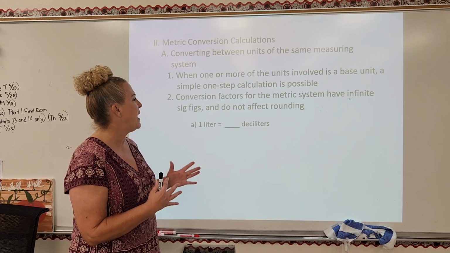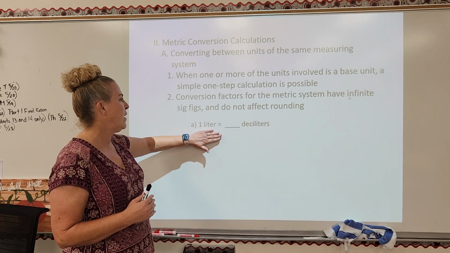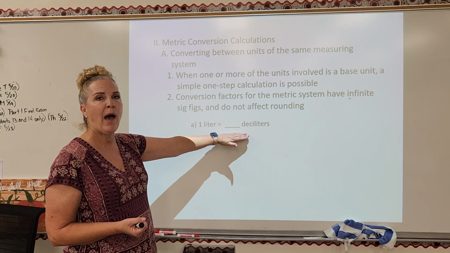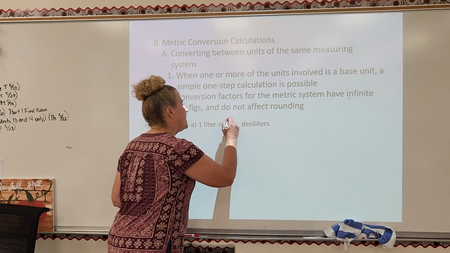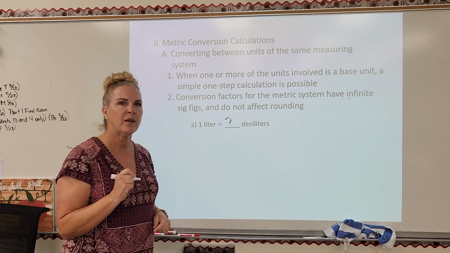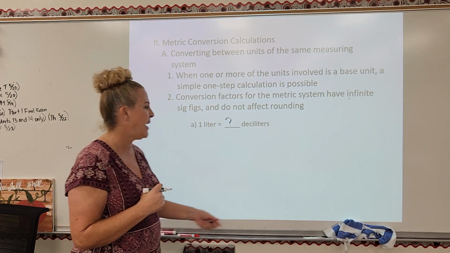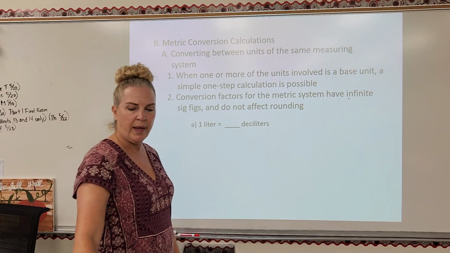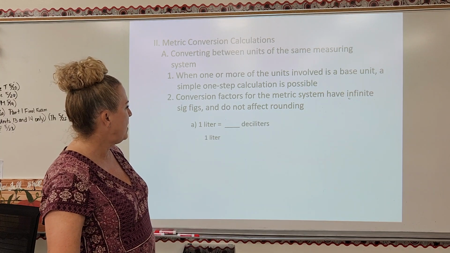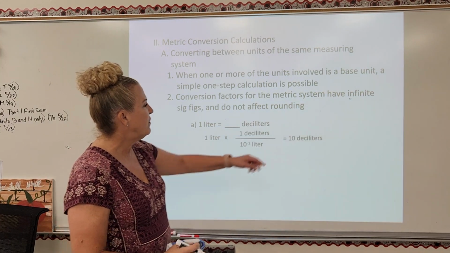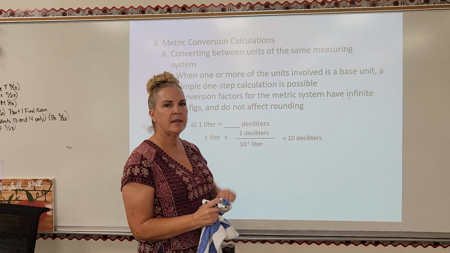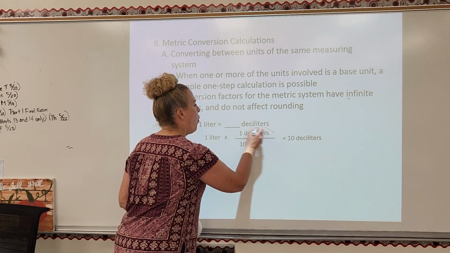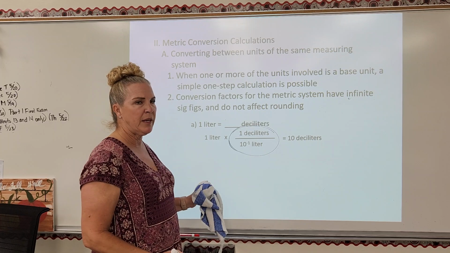So here is a problem. We have been given 1 liter and we are looking for how many deciliters. So let me put a little question mark there. That's how I think about it. I go, how many deciliters is that? Okay, so let's do it. So we start out with our 1 liter and we find that there are 10 deciliters. Cool, not too bad, except what's going on here in the middle?